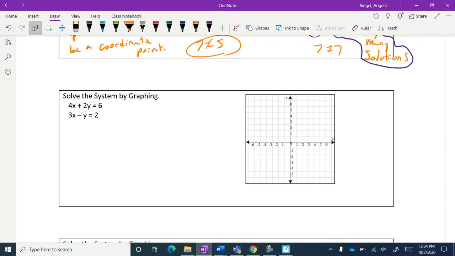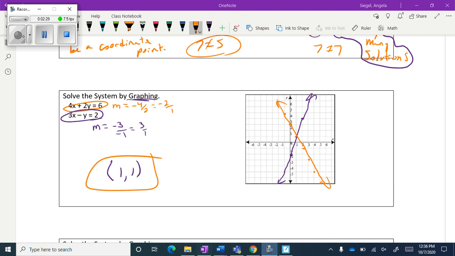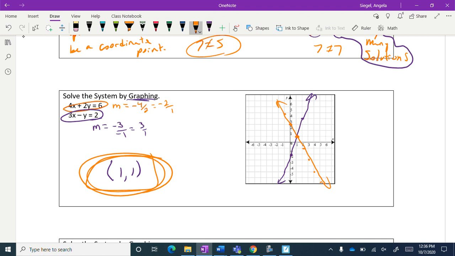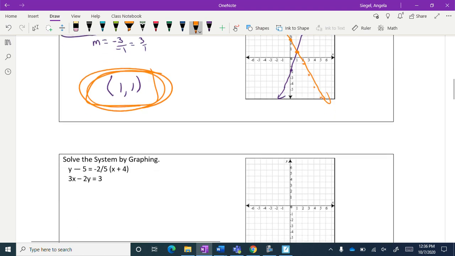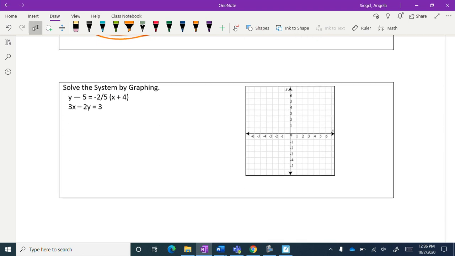So let's go ahead and start with what we know. We are going to solve the system by graphing. So I want you to graph this line and then see where they meet. Okay, so I did my two lines in different colors and notice they meet up right here at (1, 1). So no matter what type of solving we do, whether graphing, substitution, or elimination, we would end up with the same answer every time. Okay, so go ahead and do this one.